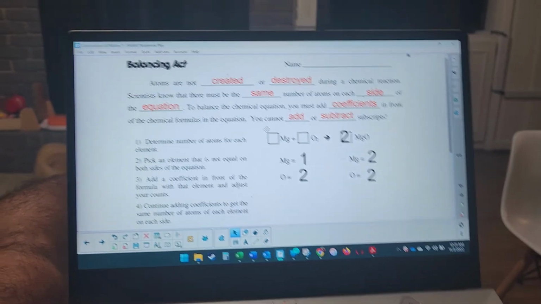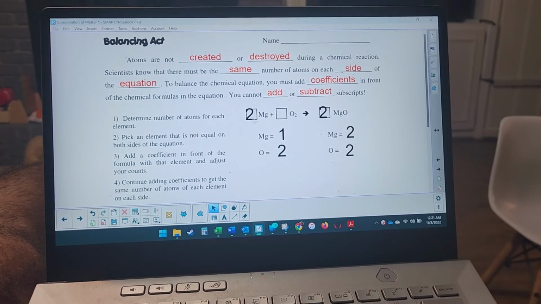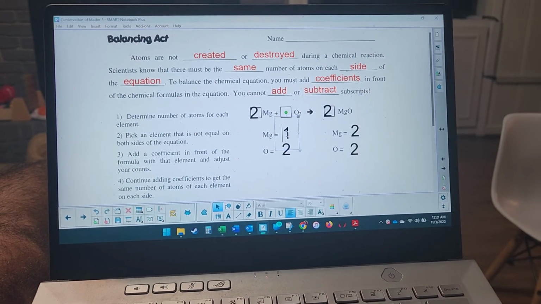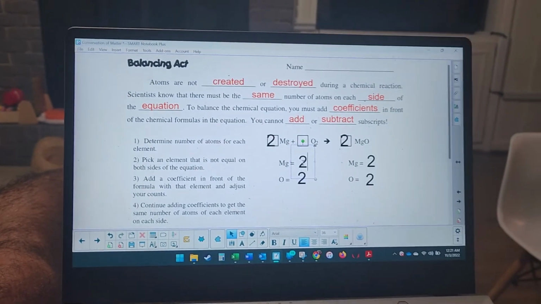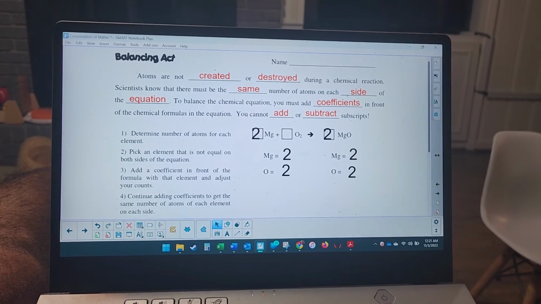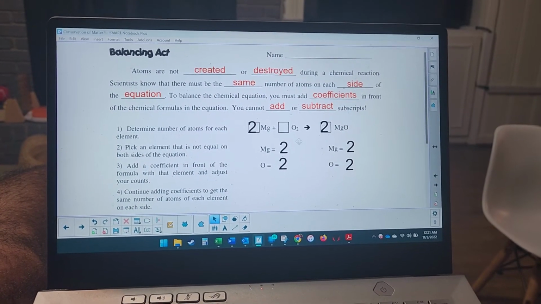How can I do that? Well, I could simply put a 2 here. That means 2 Mgs. So that means that there are now 2 Mgs. And what do I have? 2 Mgs, 2 oxygens, balanced.